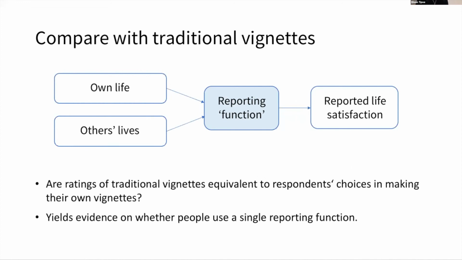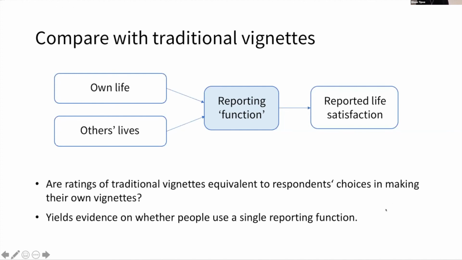So if someone gave a vignette that was quite similar to Mark and said, oh, this is a 5, and then you present him with a life quite similar to his own and ask how satisfied he thinks Mark is, and he also says 5, that would give some evidence that they're using a single reporting function to assess their lives and other people's lives.